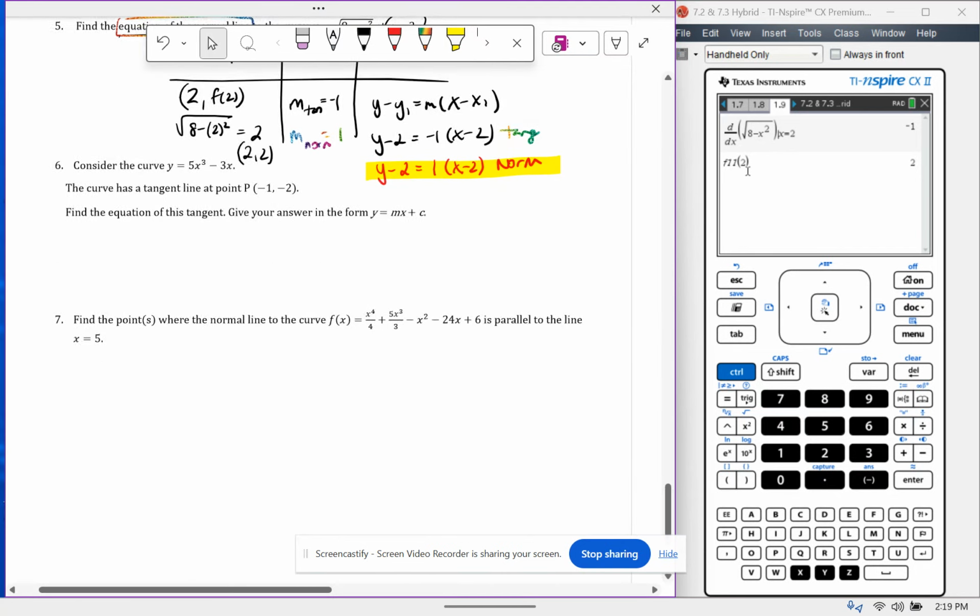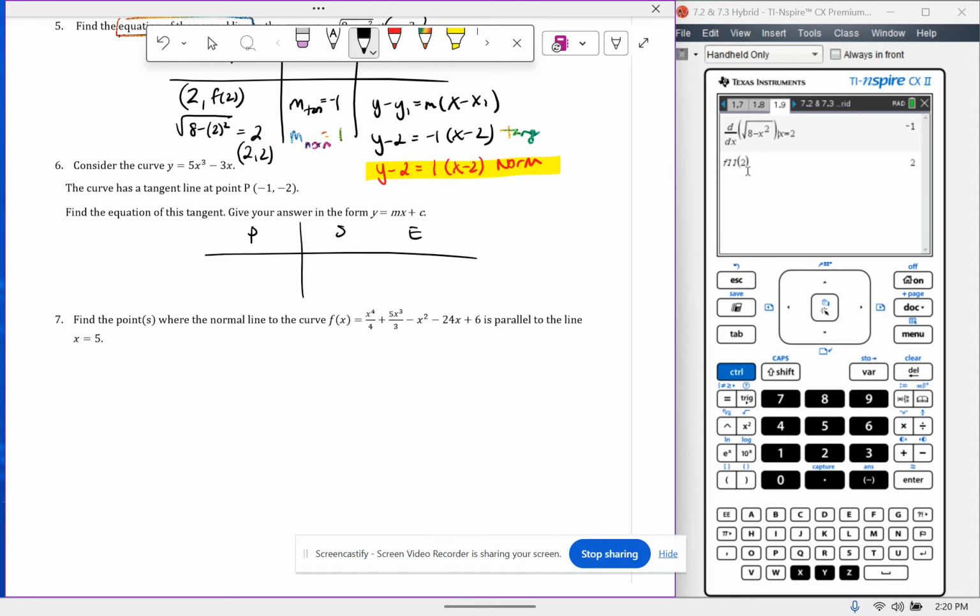Okay, question 6. It says, consider the curve y equals 5x cubed minus 3x. The curve has a tangent line at point P, which is -1, -2. Find the equation of this tangent. Give your answer in the form y equals mx plus c. We want to find the equation of a tangent line, so we're going to set up point slope equation to help us answer this question.